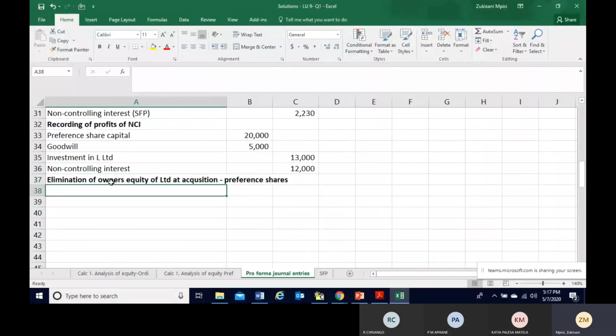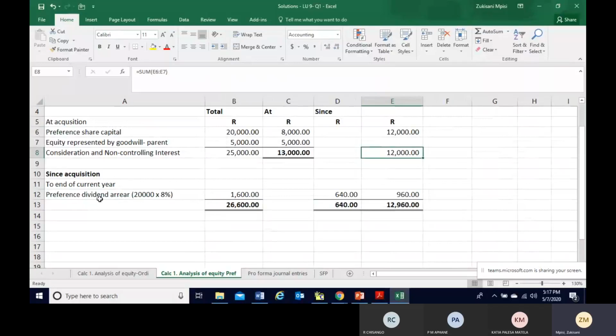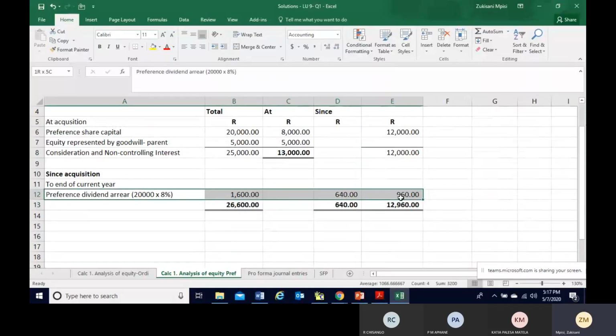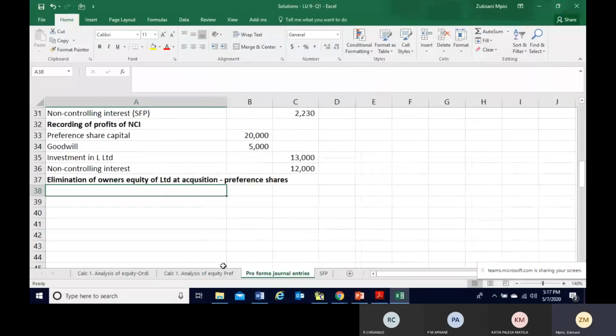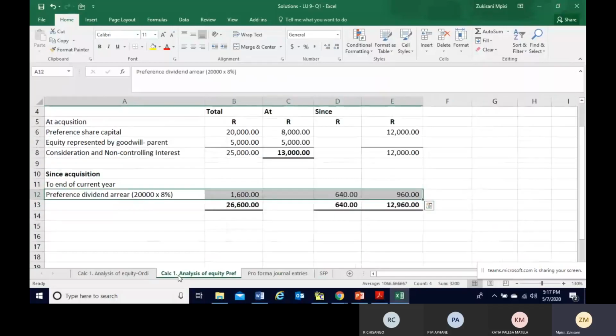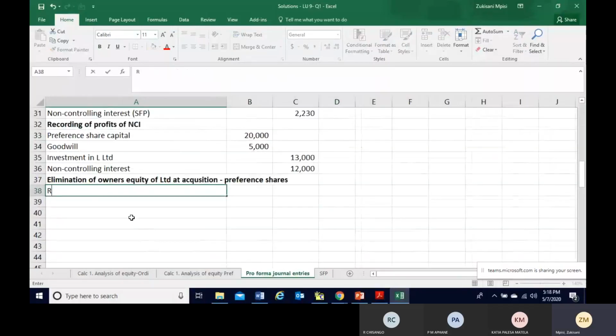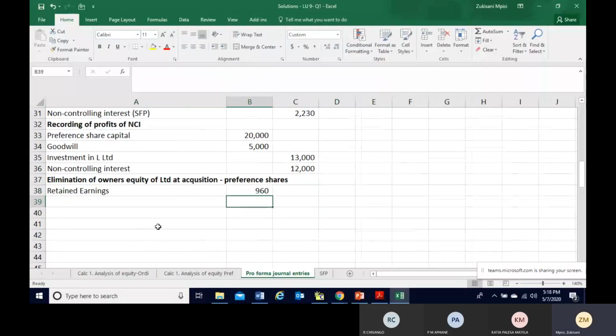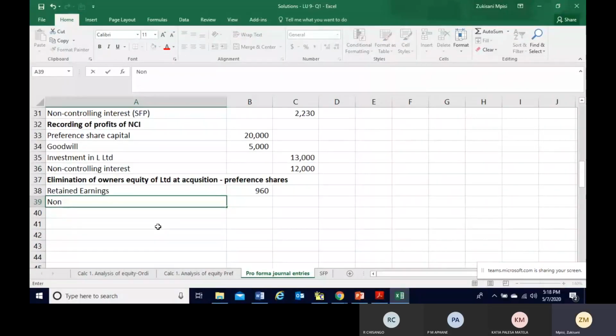So the next thing we look at is analysis of equity. We've got this preference dividend that has not been paid, that is in arrears. So in the pro forma journal entries, remember this has not been paid, so it's adding to the retained earnings because it's not yet been paid. So it's being accounted for at 960, and then we've got non-controlling interest, SFP.